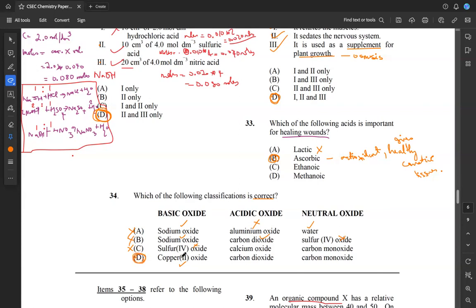Okay? So copper 2 oxide is a basic oxide, carbon dioxide is an acidic oxide, and carbon monoxide is a neutral oxide. So all of these are correct. Calcium oxide, as we say, is an oxide of a metal, so this would have been basic, so that's not right. Carbon monoxide is neutral, so that part is right. But the only one where all three are correctly assigned is D. So these are the answer here, okay?